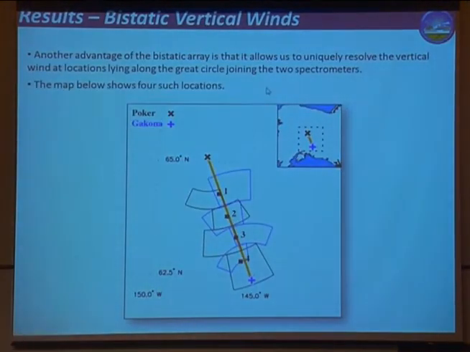So that's the horizontal winds. Another really big advantage to having a bistatic array is that along the line joining the two stations, here we've got Poker Flat and Kokona. This is the great circle between them. If you do bistatic imaging at points along that line, one of the two wind components that you measure is the vertical wind. And so this allows us to actually map out the vertical wind along that line.